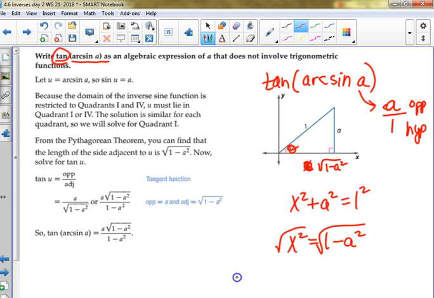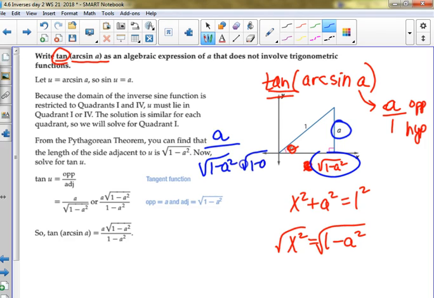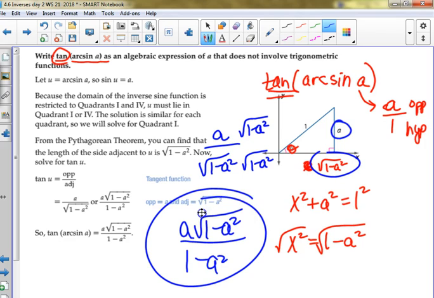Now it wants the tangent. Tangent is opposite over adjacent, so I'm going to have this over this. All right, they couldn't have made this one any uglier, could they? So we're going to have to multiply by this, which does what to the denominator? Just leaves it 1 minus a squared. The numerator is going to be this times this, okay? They did a lovely example that was about as ugly as it could possibly be.